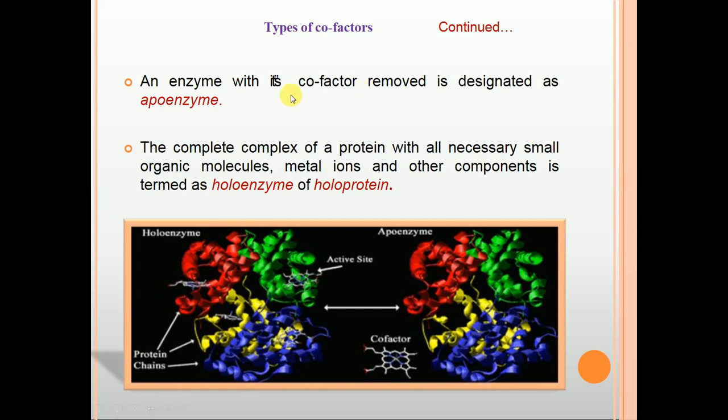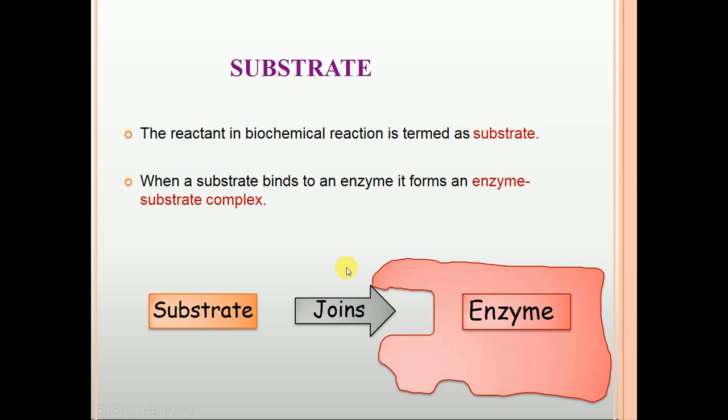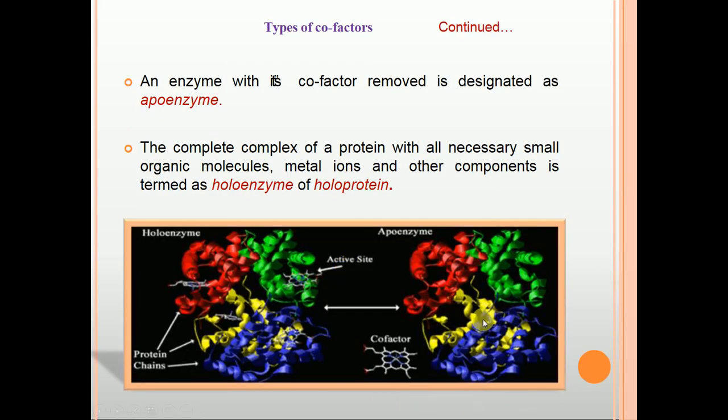An enzyme without its cofactor is represented as an apoenzyme, while the complete complex of a protein with all necessary small organic molecules, metal ions and other components is termed a holoenzyme or holoprotein. So you can see here another structure of a holoenzyme, and this is the protein chain. Protein chain can be observed here. These are the active sites, in which these enzymes usually act directly on the substrate. And this is the cofactor, which we have already discussed.